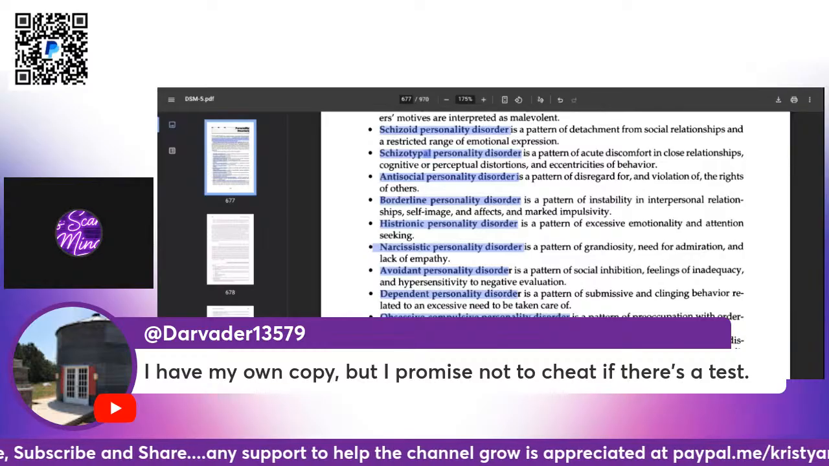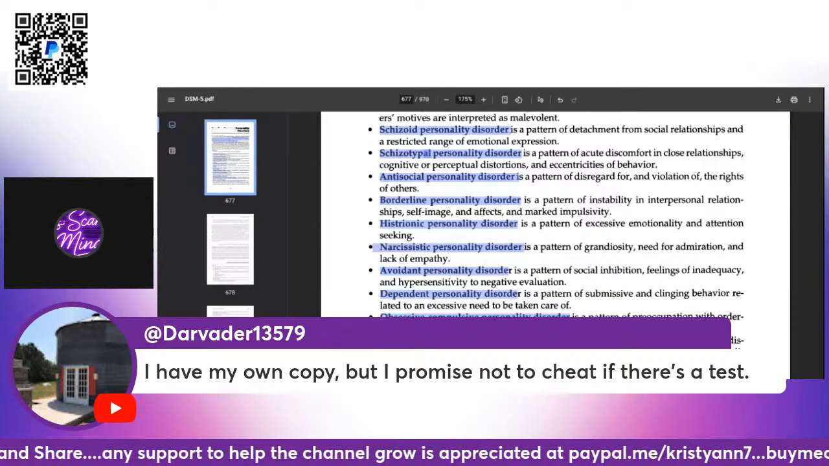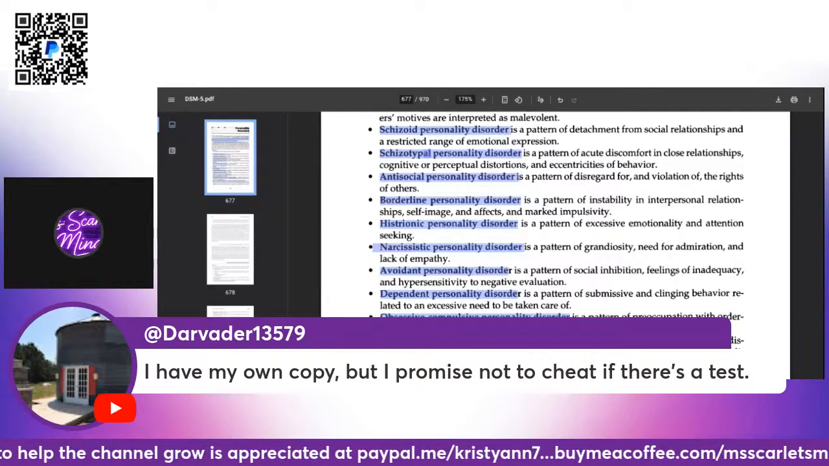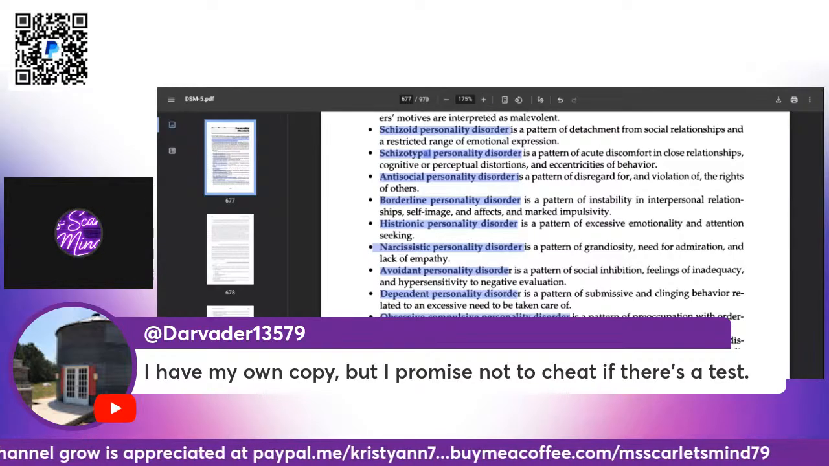Yeah, I'm not even going to get into it. There is another chapter in personality disorders that I'm not going to go over tonight. These are the majority, the main ones, the ones that most people have heard of.